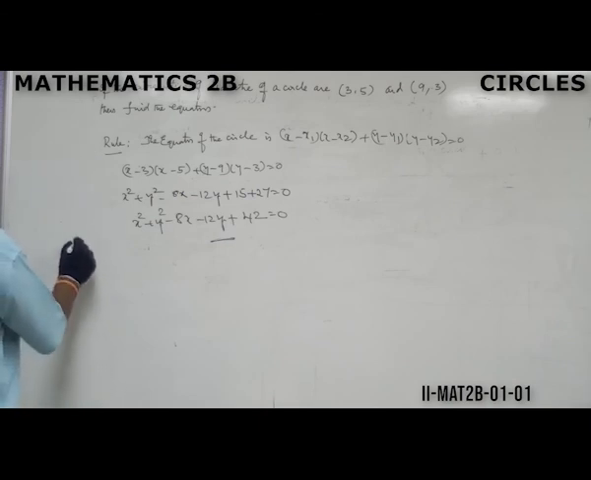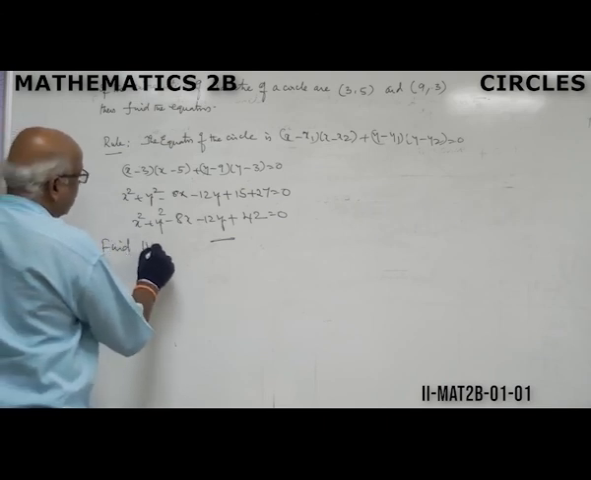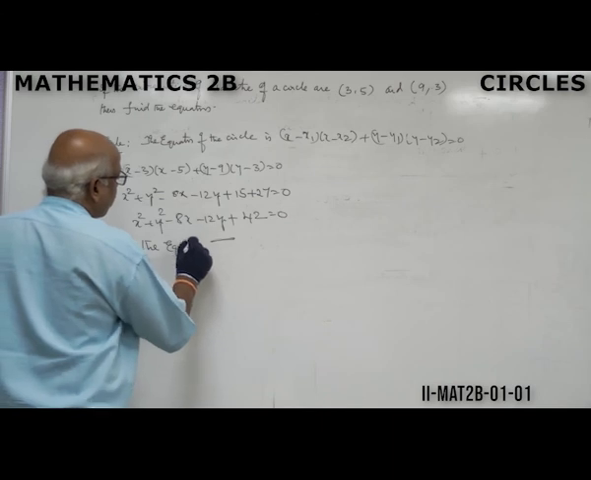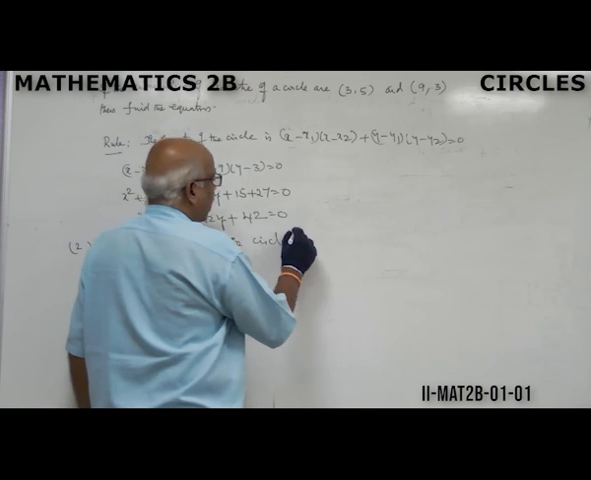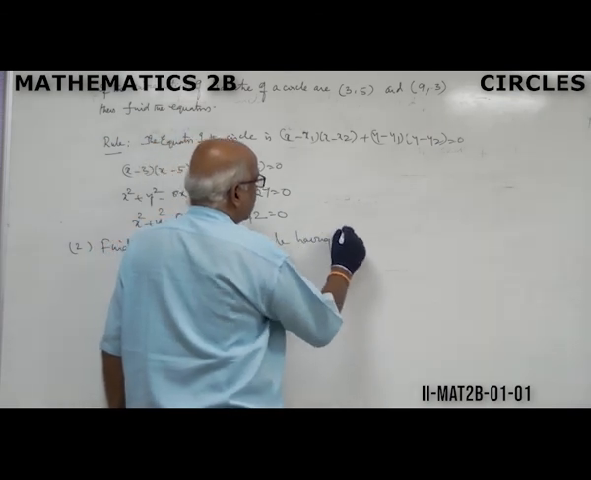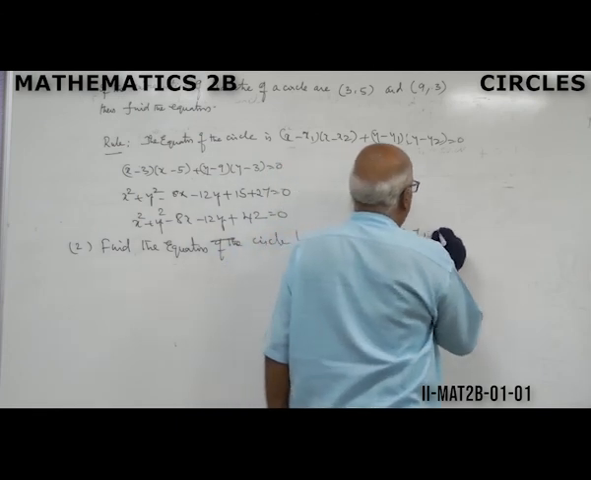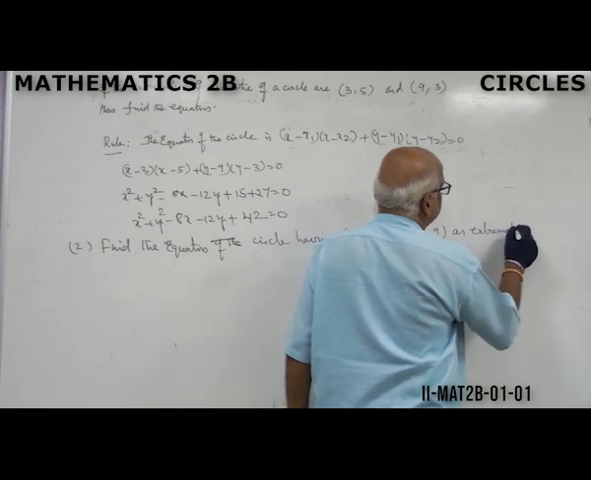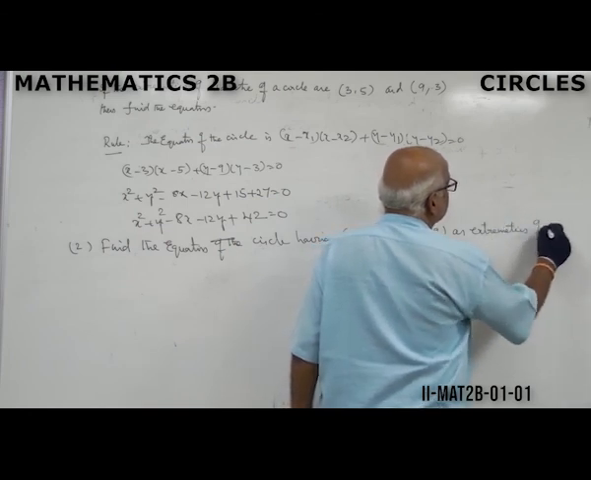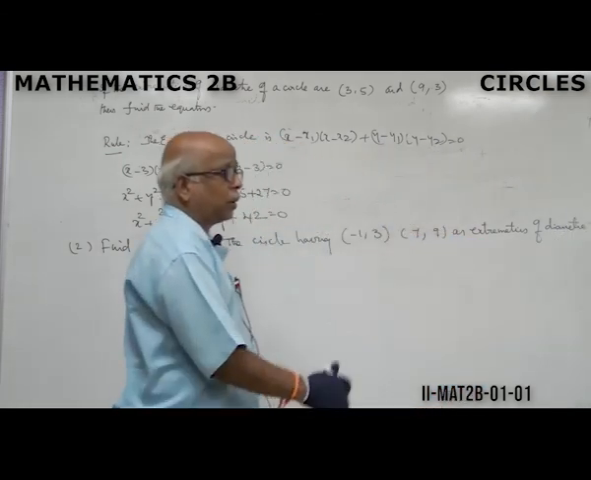In this way, in this model, I will give you one problem as homework or assignment. Find the equation of the circle having (minus 1, 3) and (7, 9) as extremities of a diameter. That you try to work out.